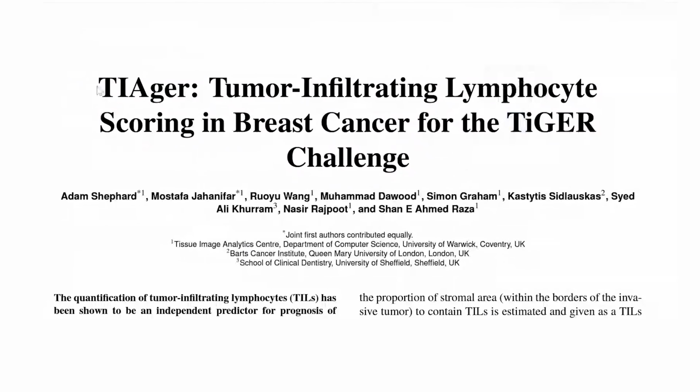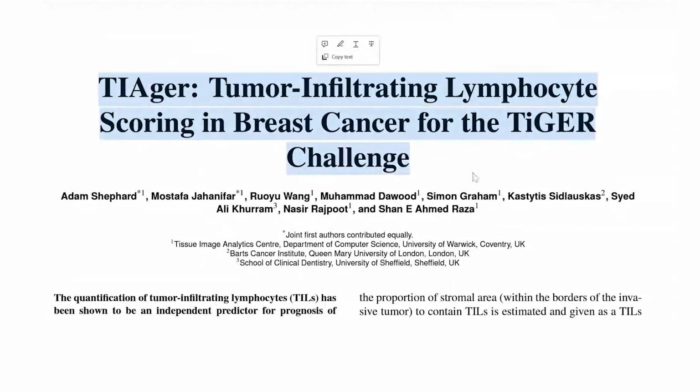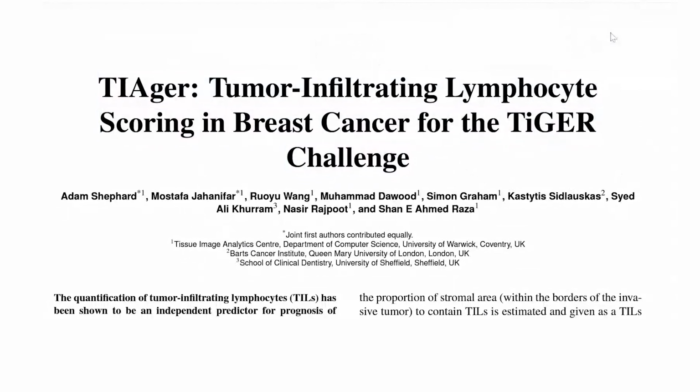So how would we approach an image analysis solution that detects tumor infiltrating lymphocytes? Well, there were people who thought about it before me, and they were a lot better with image analysis than me. They took part in the Tiger Challenge. This was a challenge to quantify, to score tumor infiltrating lymphocytes in breast cancer. And we can totally use their approach when building our algorithm in Aforia.